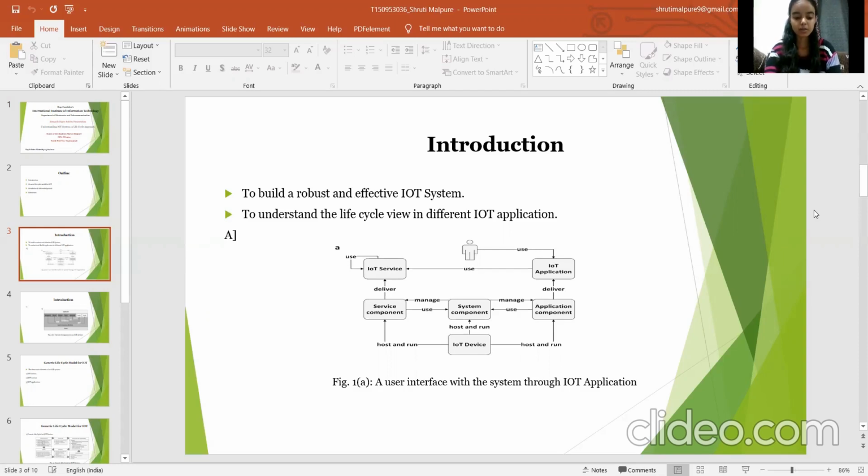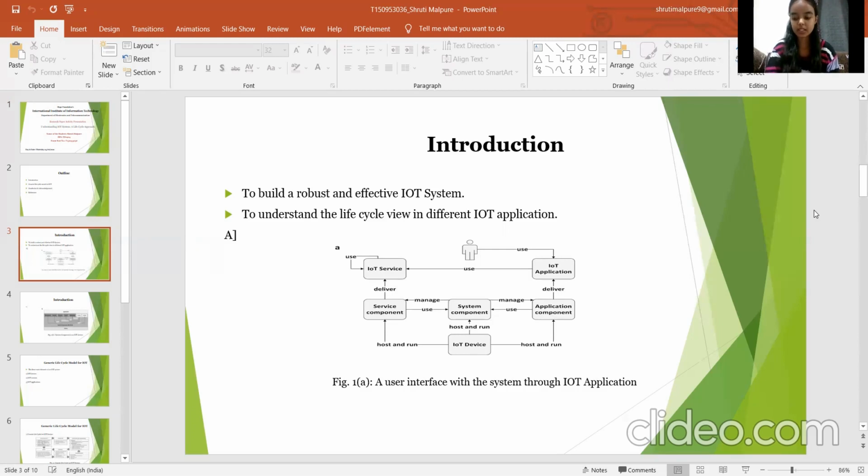The generic lifecycle model for IoT is derived by observing the IoT lifecycle of existing IoT solutions including AWS IoT, Works with Nest, Apple HomeKit, Philips Hue and open architecture for intelligent solid-state lighting systems. The universality of the generalized life cycle is evaluated by examining how existing IoT solutions instantiate this life cycle. The first figure shows the user interface with its system through the IoT application.